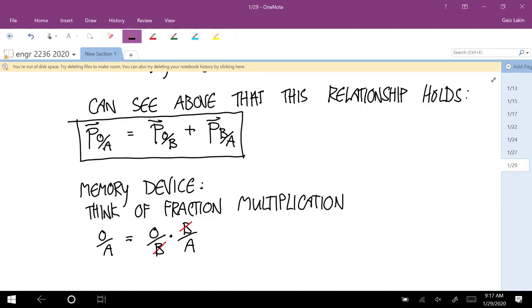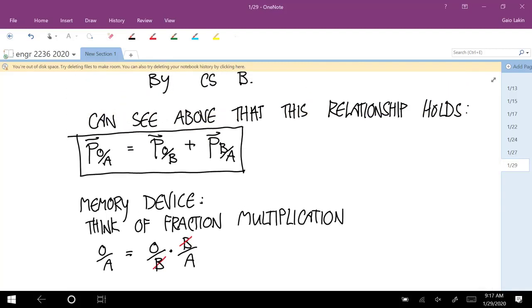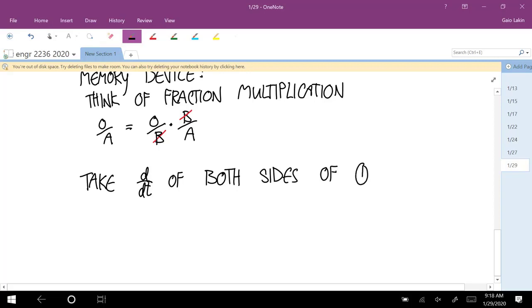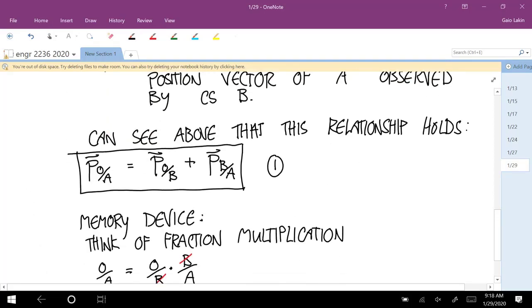Well, if this was only true with positions, I mean, it would still be useful sometimes. But this is the position relative motion equation. So think of that as equation 1 out of 3 of these equations. Well, what do you get if you take the time derivatives of both sides of this equation? So take d dt of both sides of 1, which you have to be able to do if this is true at every instant.